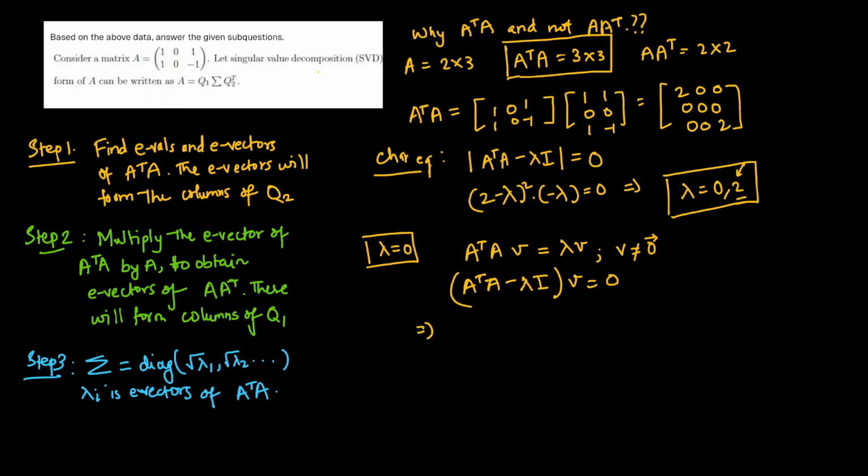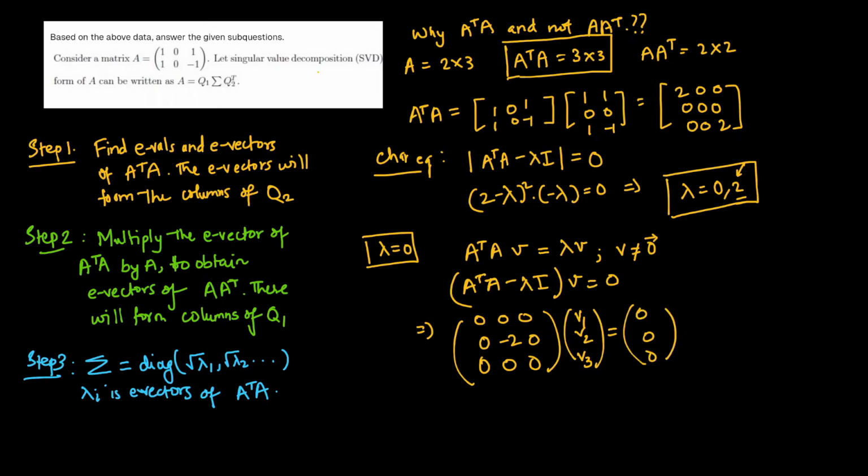Now this gives us 0 0 0, and by putting lambda equal to 0, minus 2 0 and then 0 0 0. This is multiplied with V, so let me write V to be V1, V2 and V3. This will give us 0 0 0. Now from here I can conclude that V1 can be anything, V3 can be anything, but minus 2 times V2 should be 0, which means V2 should be 0. So this is the only criterion that we have, right? That the second component of the eigenvector should be 0.